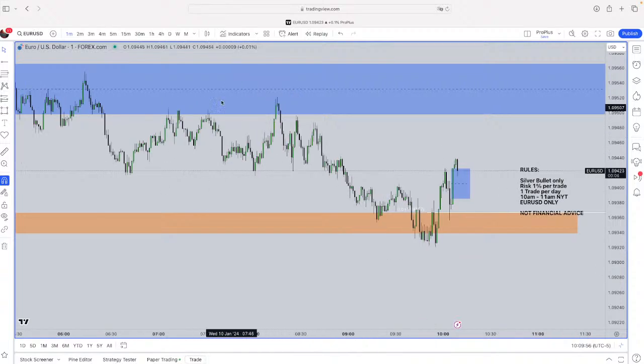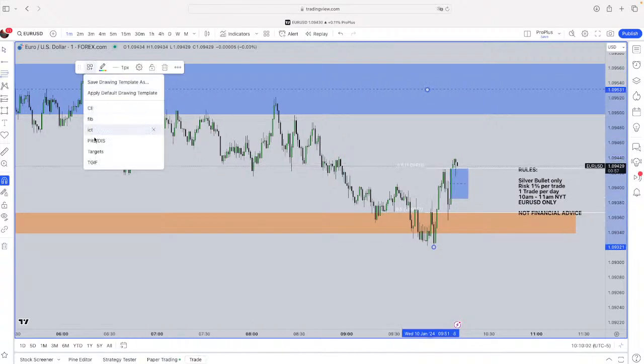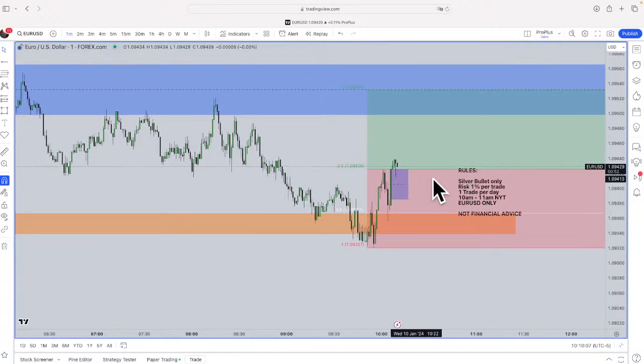And if we're looking for liquidity up here, then we've got to keep in mind that anywhere below we need to be buying. So anywhere below here.